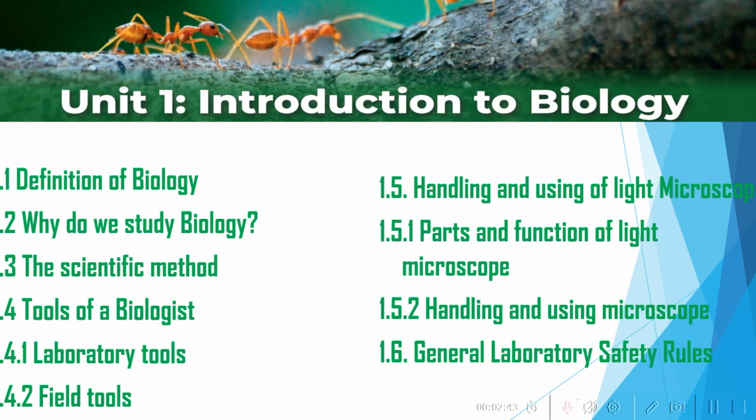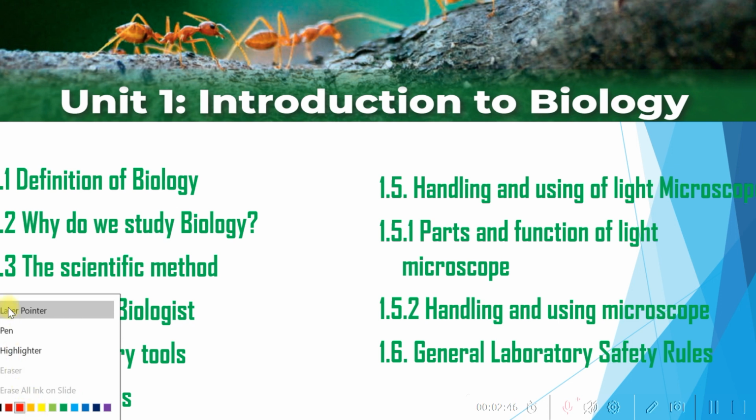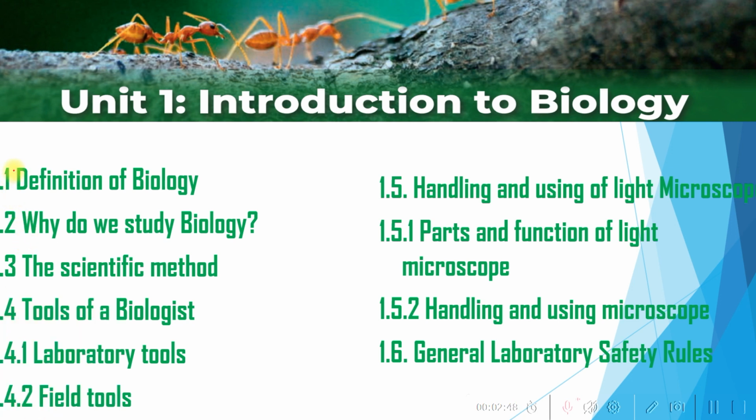As you can see from this diagram, this is unit 1. Don't forget, it's unit 1. Under unit 1, the first point is defining biology. The second point is why we study biology. As a third point, we'll talk about the scientific methods, which refers to the scientific research method. And as a fourth point, we'll talk about tools of biologists.